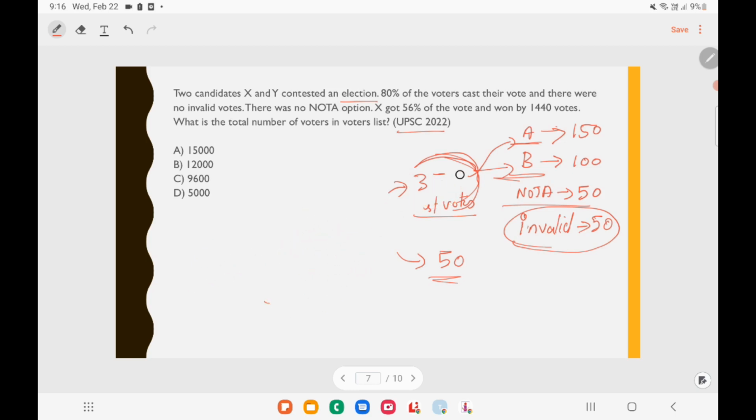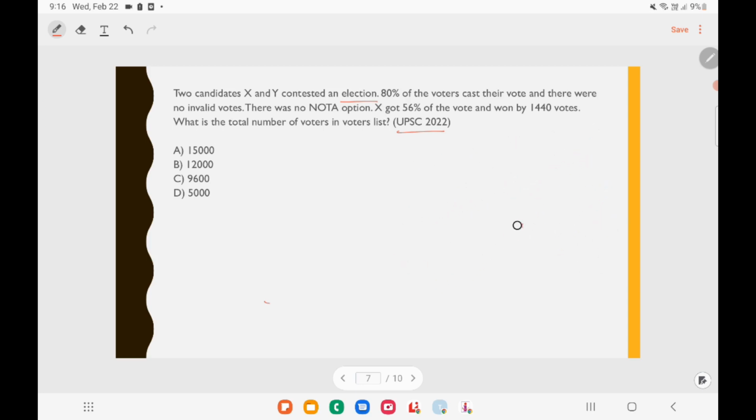As I already told you, this is a 2022 question, and if you understand the concept of election very well, you can solve this kind of problem. So let's see the question. Two candidates X and Y contested an election. 80% of the voters cast their vote. So out of the people in the voters list, only 80% cast their vote. The rest didn't cast their votes. And there were no invalid votes, which means all the votes cast by the people are counted. And there was no NOTA option as well. So the only option before people was to vote for either X or Y.